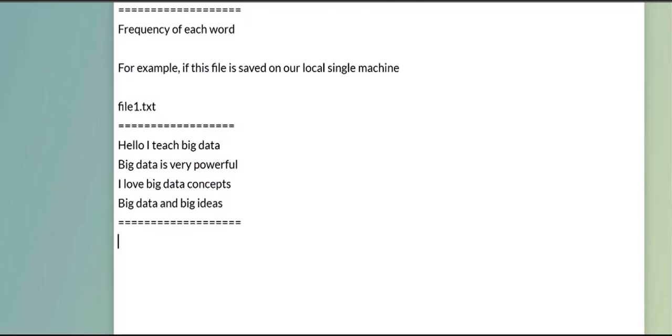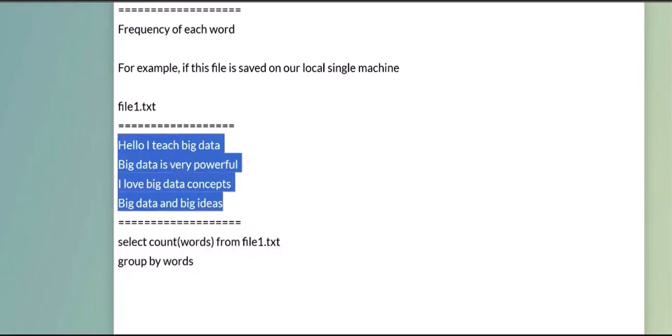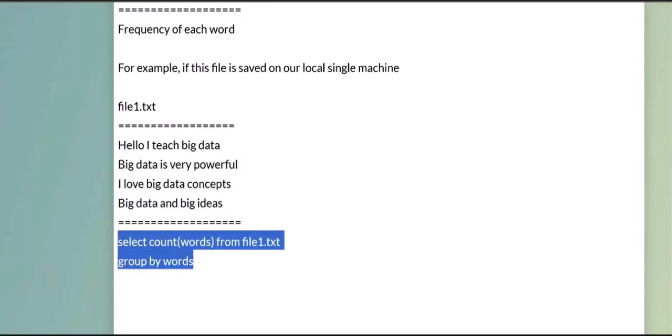If I need to count the frequency of each word, what would I say? If I'm processing this in a SQL kind of syntax, I would say select count of words from file1.txt group by words. This would give me a count of each word. This would give me hello comma 1, I comma 2, since I is appearing 2 times, teach comma 1, big comma 1, and so on. So think from a SQL kind of view. If this file is saved on a single machine, then SQL would work. But note one thing.